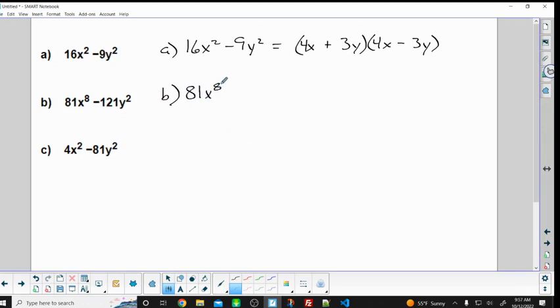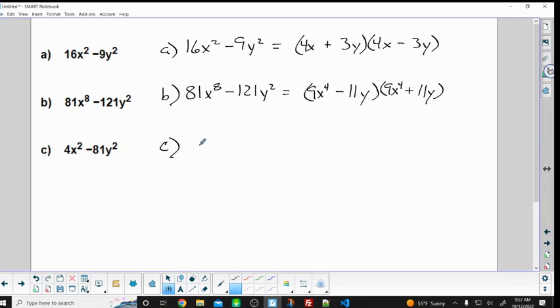All right, so b. Let's do b. 81 x to the 8th minus 121 y squared. I'm going to set up my parentheses here. And I'm going to take the square root of 81, which is 9 and 9. Square root of x to the 8th is just x to the 4th, and x to the 4th. And then the square root of 121, that's 11 and 11 there. And the square root of y squared is y and y. So I did plus minus up here. I'm going to do a minus plus down here because, like I said in other videos, it doesn't matter what order you have these in, just make sure that they're opposite signs.